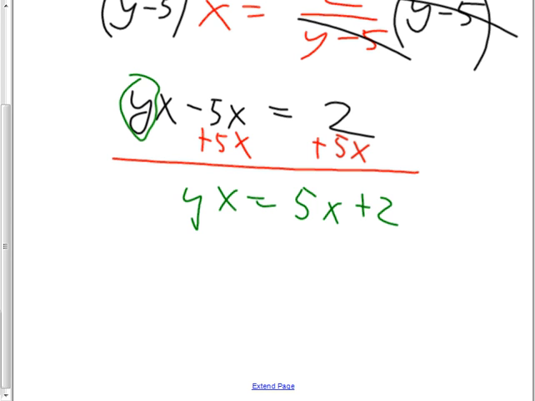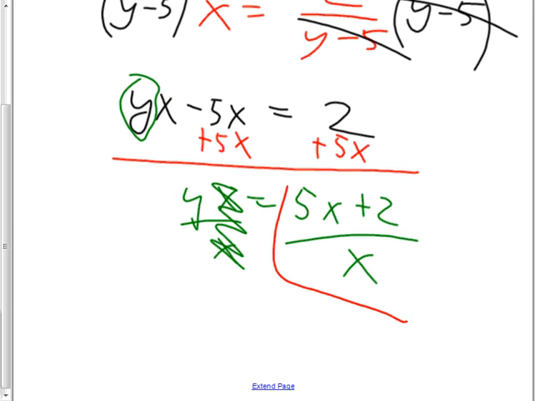And next, I'm going to do what? Divide by what? X. That way, y is alone. Solved for y. That's my inverse. Now let's look back at it and talk about what inverses mean.